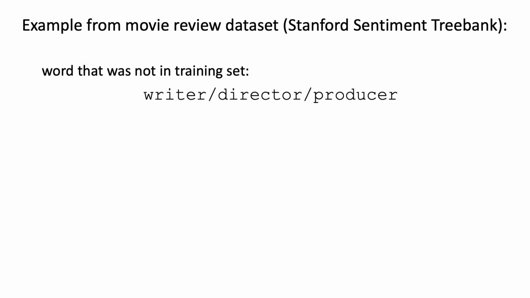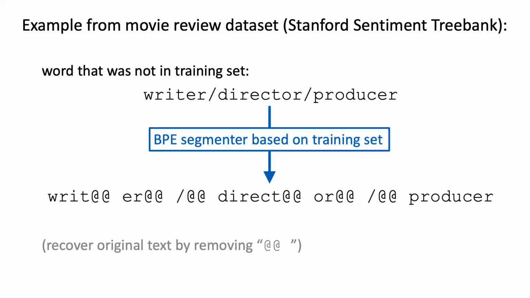Rather than go through the algorithm in any more detail, let's look at some examples. Here's an unknown word from the test set of a movie review dataset. Two @ symbols followed by a space are used to indicate a split, which differentiates a space within a word from a space between words, so there's no information loss, and the original text can always be recovered.